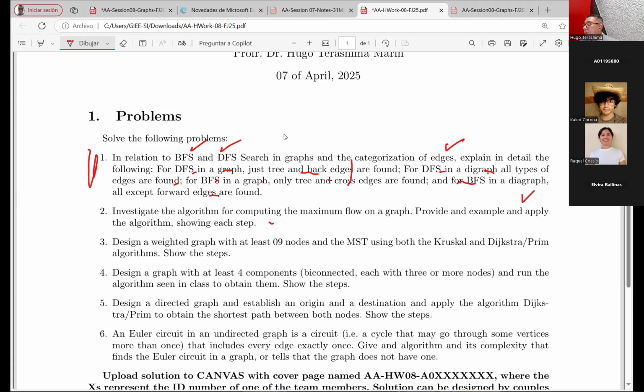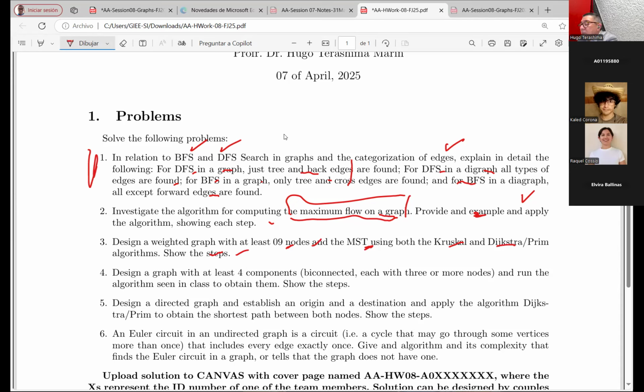Investigate the algorithm for computing the maximum flow of a graph. So this is the problem. Try to find in the literature an algorithm for finding the maximum flow, and put it there and try to show the algorithm with an example. That's the second exercise. And the third one, you're going to design a weighted graph with 9 nodes and apply the MST, the Kruskal and Dijkstra, and show the steps. So you're going to use just the 2 algorithms for finding MST.